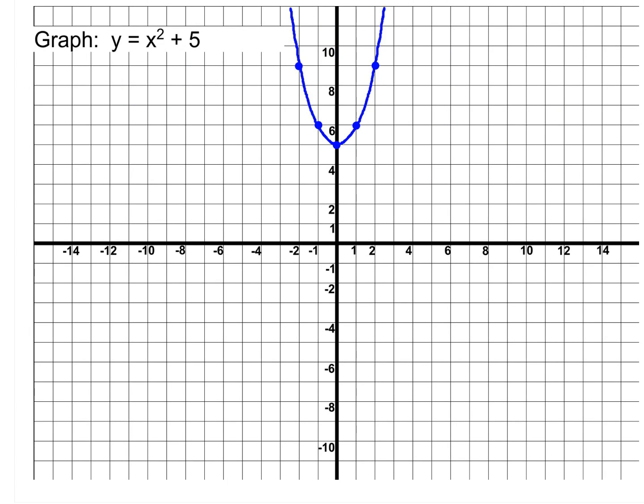So the plus 5, in this one, x squared plus 5, just moves it up 5. So again, we plot where that vertex goes, up 5, and then we follow that same pattern from there. Over 1, up 1, over 2, up 4. And really that's about all that fit on the grid in this case.